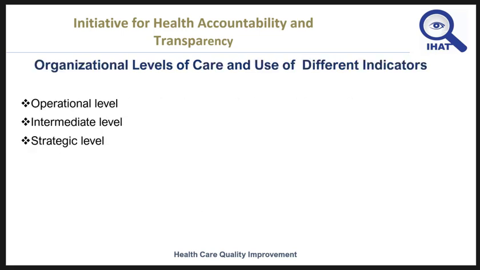Now, looking at these levels and the different use of indicators, the operational level refers to the facility where processes that directly affect users and generate the monitoring data are carried out. The intermediate level involves decision makers who influence quality and the delivery of care, such as heads of departments, sections, or services. The strategic level includes top management and political decision makers at both local, provincial, and national levels.